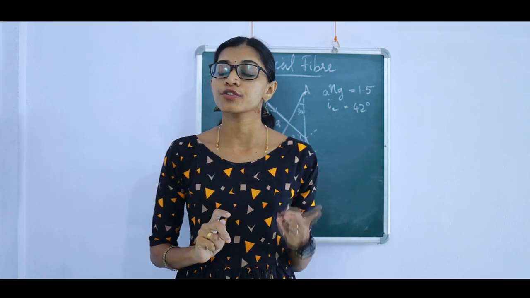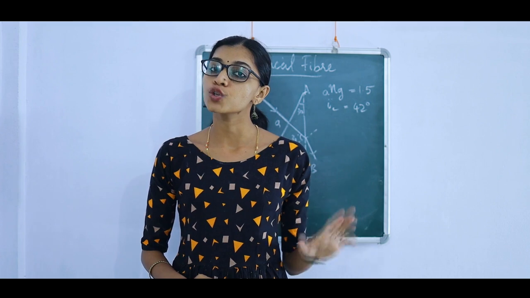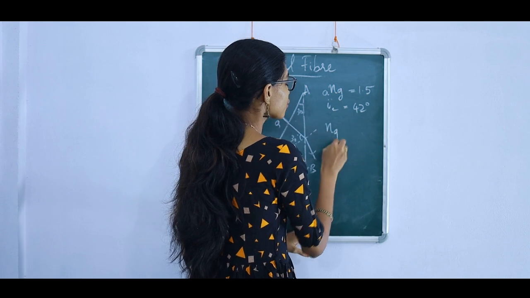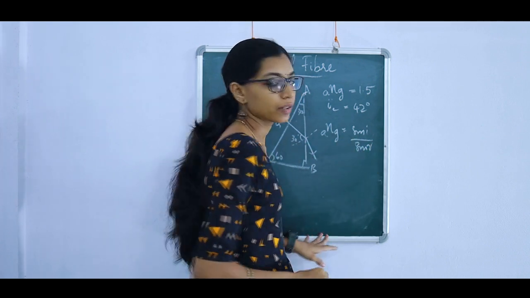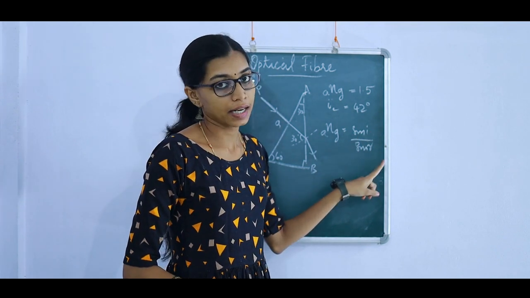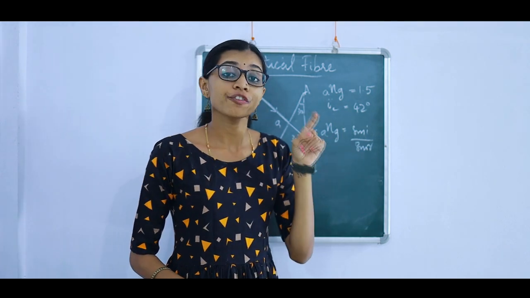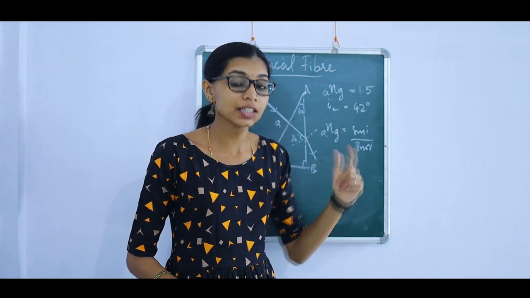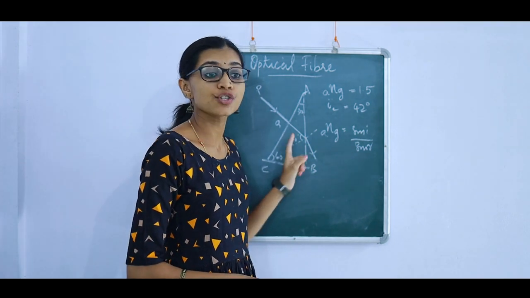Now the second thing that we have to find is the emergent angle. Now to find that, we will have to use the basic refractive index formula. And the formula is n_ga equals sin i by sin r. Refractive index of glass with respect to air is sin i by sin r. Now when I write this formula, i is the angle of incidence in air and r is the angle of refraction in glass. But in our question, the ray is from glass to air.